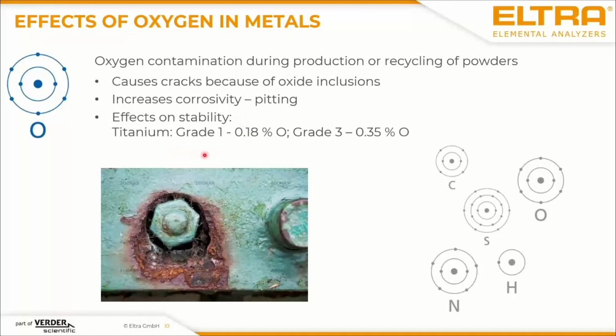For example, titanium grade 1 has up to 0.18% of oxygen, while grade 3 has 0.35% of oxygen. So controlling the oxygen content in titanium is really important for titanium producers, so they can tell their customers which grade it is and sell it for their purposes specifically.